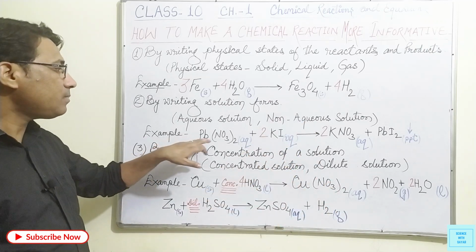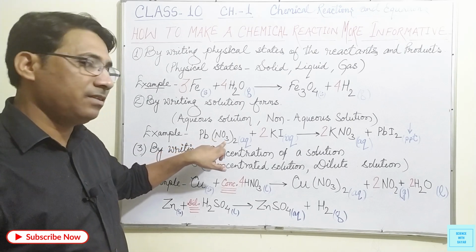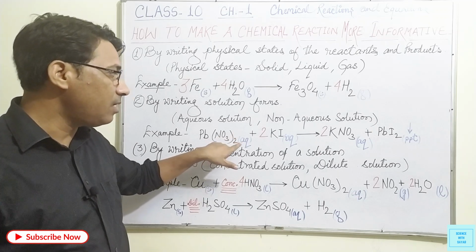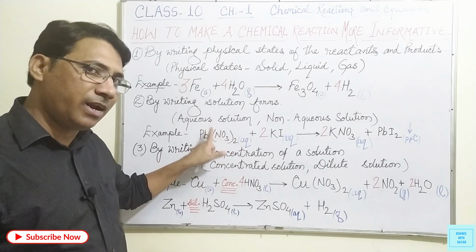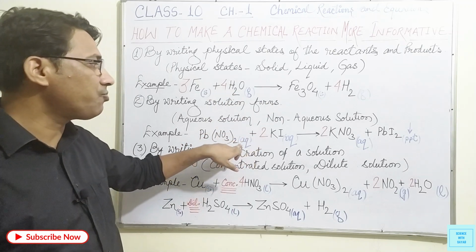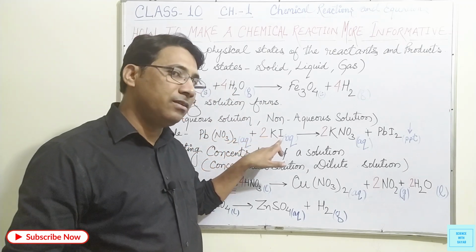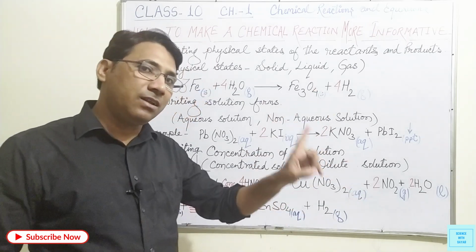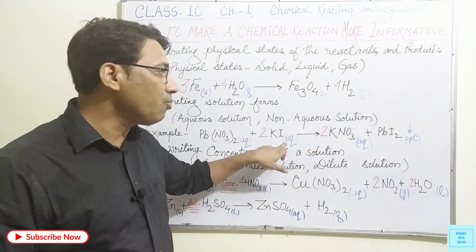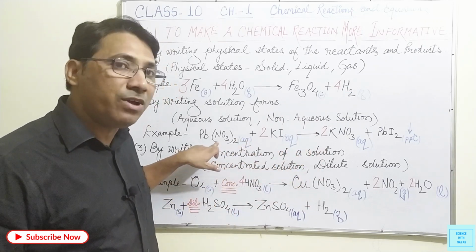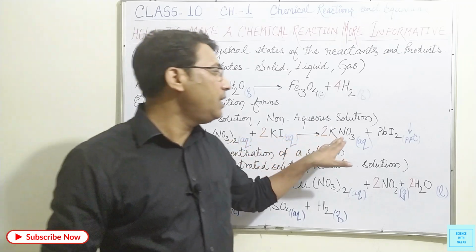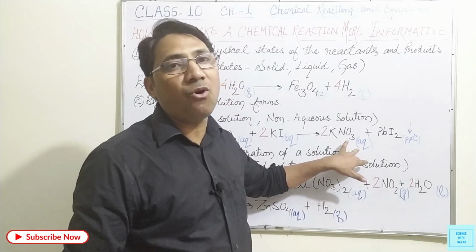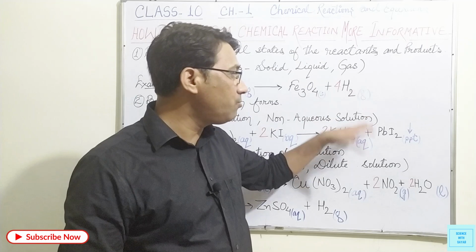For example, this lead nitrate, we dissolve it in water and make a solution. That solution is an aqueous solution because we dissolve lead nitrate in water. And potassium iodide, which is in solid form, we dissolve in water and make a solution, which is also an aqueous solution. So both are in aqueous solution form. And the products are potassium nitrate, which is also in aqueous solution. It means this is dissolved in water.